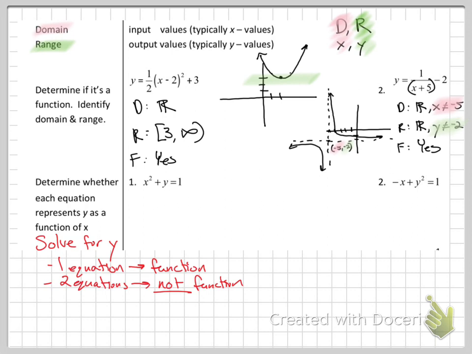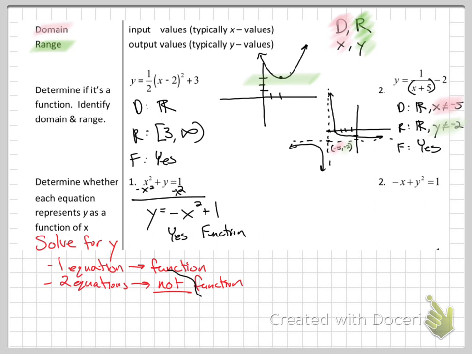So solve for y. That means minus x squared to the other side. Negative x squared plus 1. That is one equation. I could plug in some x's, and every time I would get a different y value. So this is a function. Let me show you number 2.